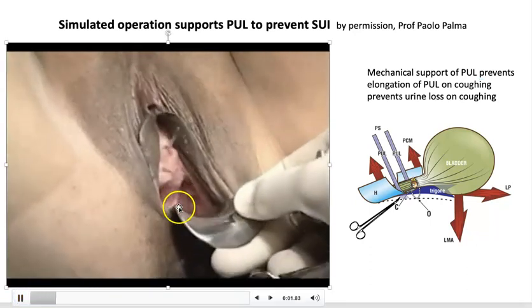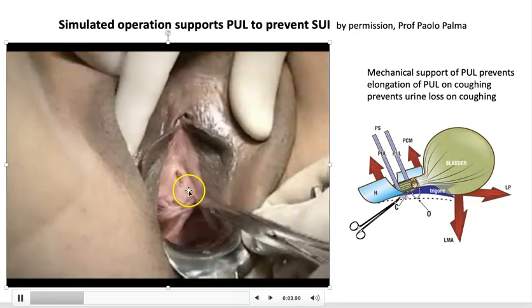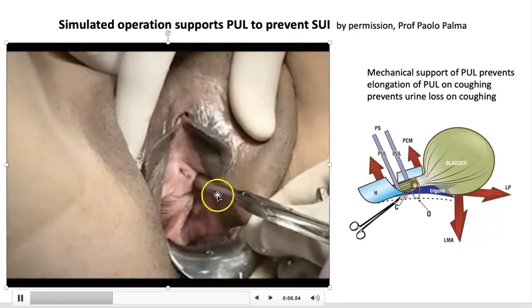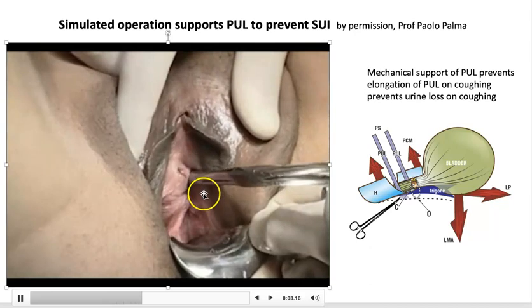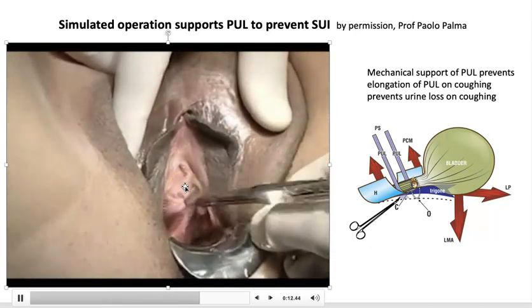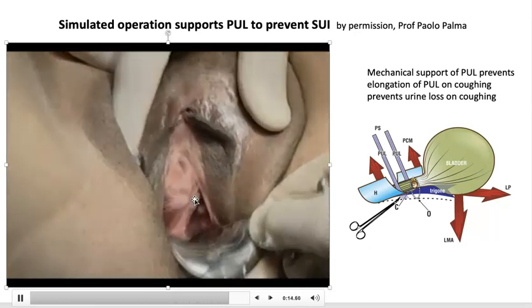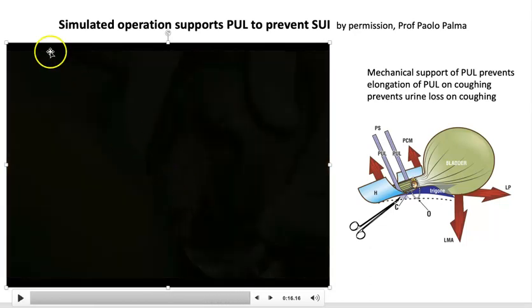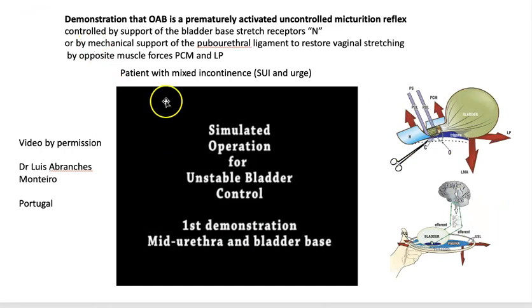Now, the hemostat, there's a patient coughing. The hemostat is placed immediately behind the symphysis. It's behind the symphysis, and the patient's coughing. It's stopping the urine leaking, and now the patient's coughing again and restoring. This video, which I'll show you in a minute, demonstrates that OAB is a prematurely activated, uncontrolled micturition reflex.